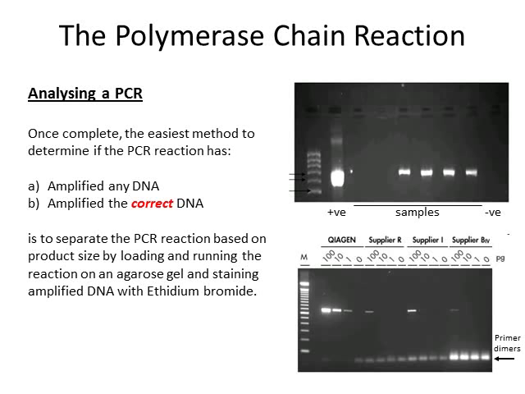So in order to separate PCR reactions, and in fact DNA in general, we can do this by something called agarose gel electrophoresis. I'm not going to go into the details of this because you have a practical on it later in the semester, but effectively the DNA is run through a jelly-like substance which is effectively a matrix through which the DNA can move.